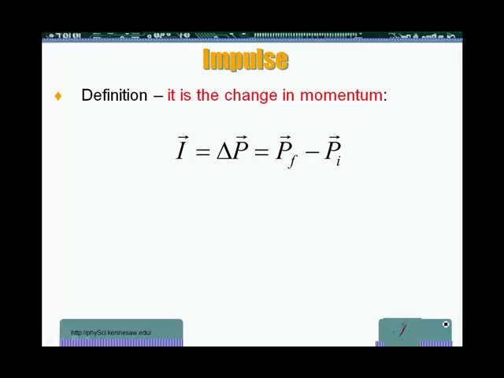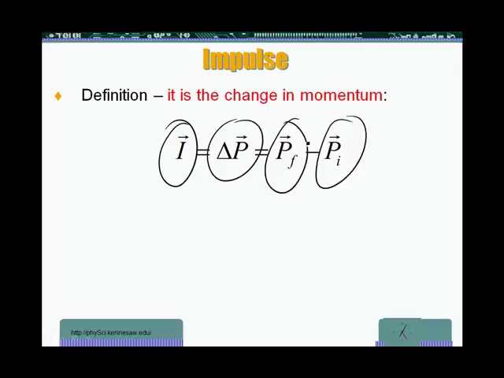The definition of impulse is the change in momentum. This is a little confusing because in common day language we don't use the word impulse to describe a change in momentum. We usually use it to describe a force, which is not the case here. An impulse is a change in momentum, a final momentum minus an initial momentum.